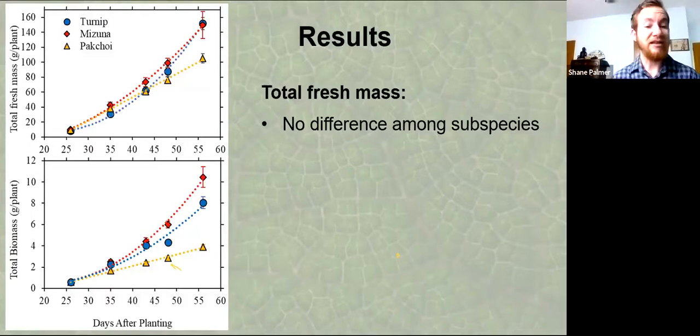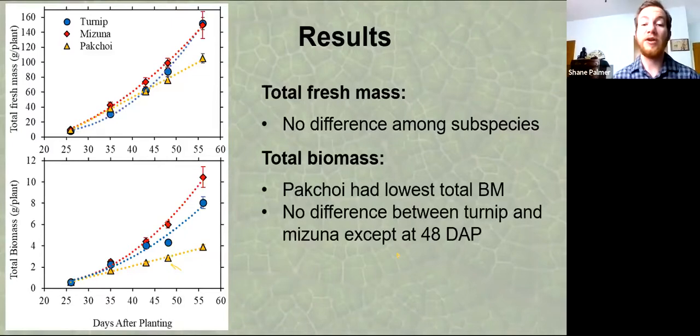And then they also increased in total biomass over time, but they did separate out when it came to total biomass. Pak choi had the lowest total biomass, and turnip and mizuna were about tied for having the most biomass, except at one point in time, at 48 days after planting, there was a difference between turnip and mizuna, where turnip was lower than mizuna.